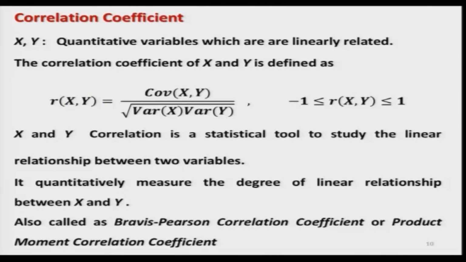Now, based on this we define a very important quantity, the correlation coefficient. Suppose X and Y are quantitative variables which are linearly related. That is very important.